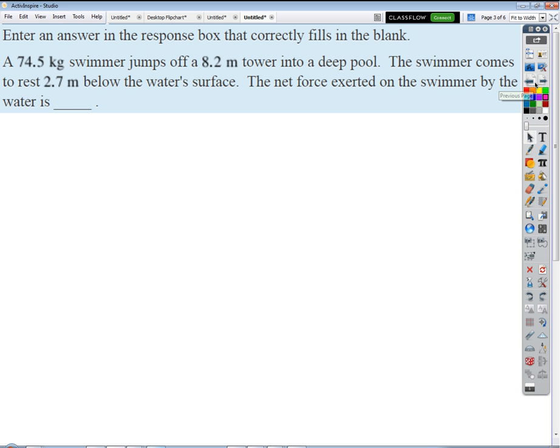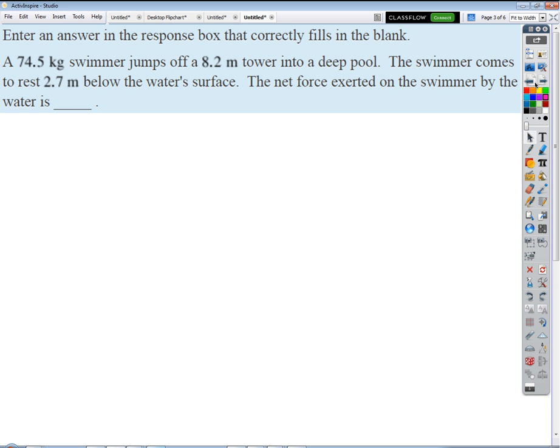Sure. Okay. So a 74.5 kilogram swimmer jumps off an 8.2 meter tower into a deep pool. The swimmer comes to rest 2.7 meters below the water's surface. The net force exerted on the swimmer by the water is what?